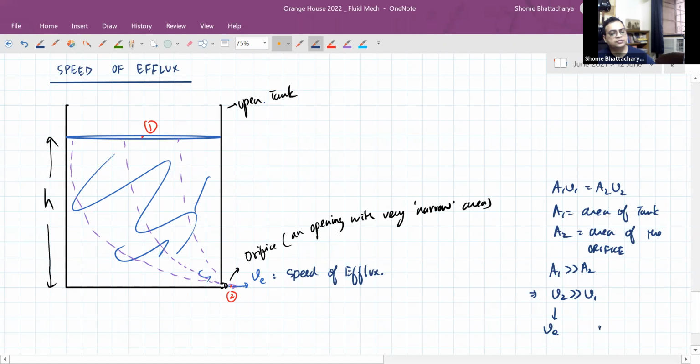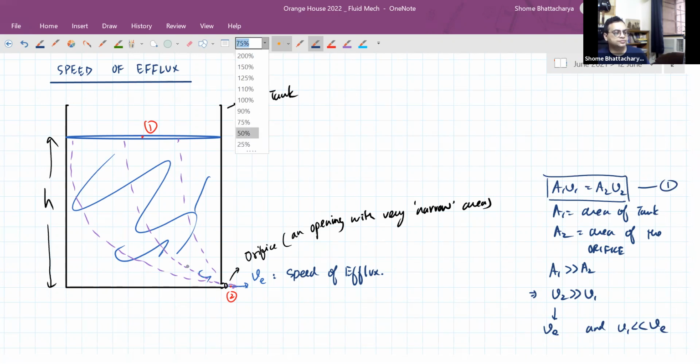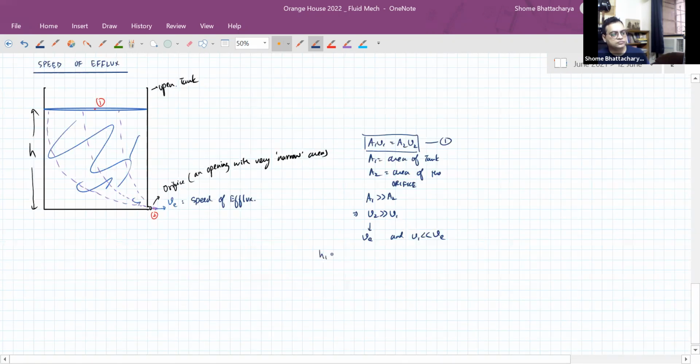And therefore V1 is very small compared to the efflux velocity. So this is our first thing. This is what the continuity equation tells us. Now the next thing, application of Bernoulli's equation. So this is the level difference H between these two points, and the pressure at point 1 is equal to the pressure at point 2 because that is atmospheric pressure.